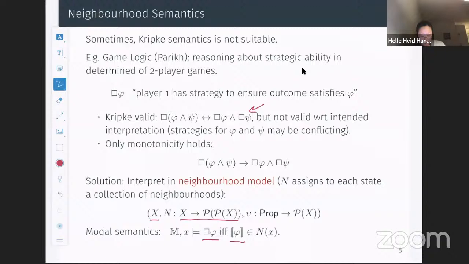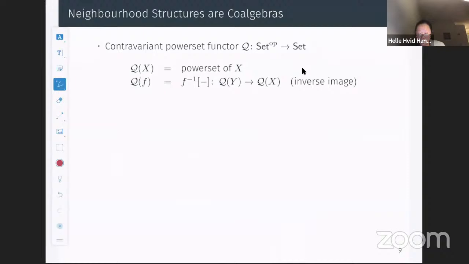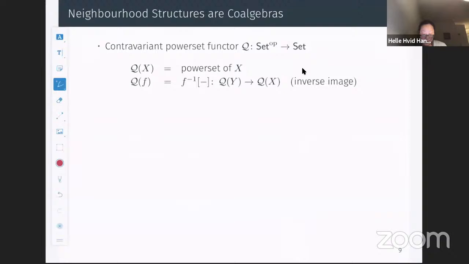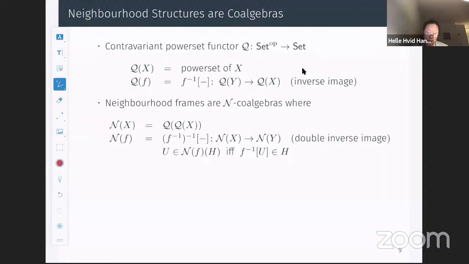Okay, indeed I see some mentions in the chat. It was maybe not so good to use this P here, because we can also view neighborhood structures as coalgebras, but indeed we view them as coalgebras for the contravariant power set functor composed with itself. That was because I didn't introduce the Q yet here, but it would have been better to write Q here. Indeed, neighborhood frames are coalgebras for what we call the neighborhood functor, which is just Q composed with itself. And if you work out what the morphisms are, it's just doing Q twice, so you take the inverse image twice.